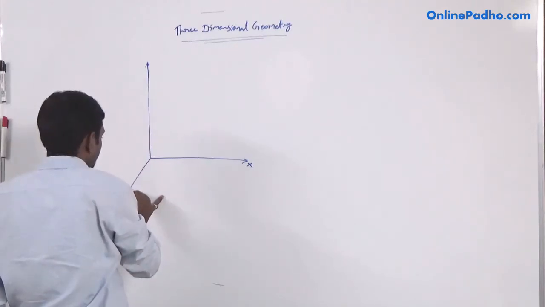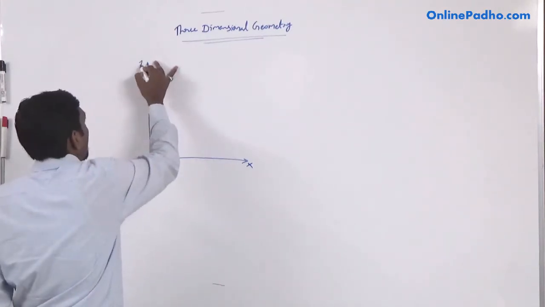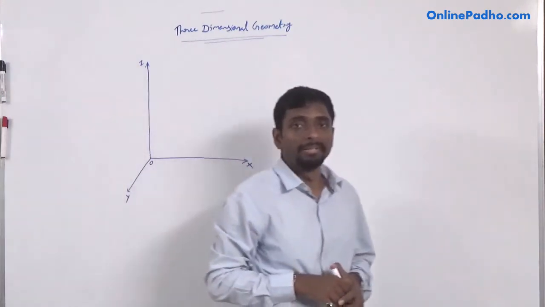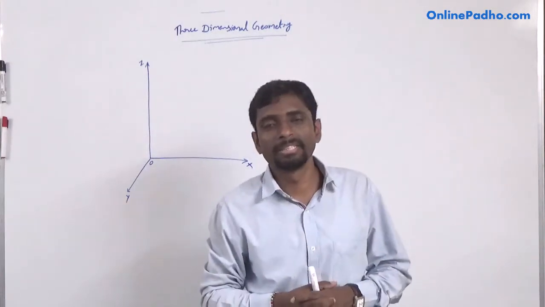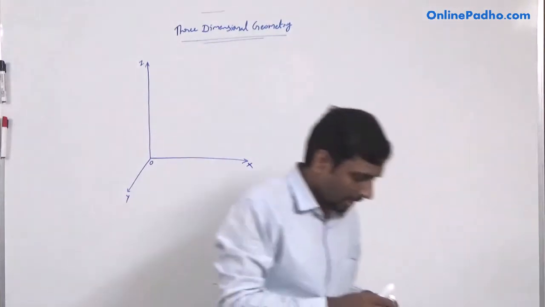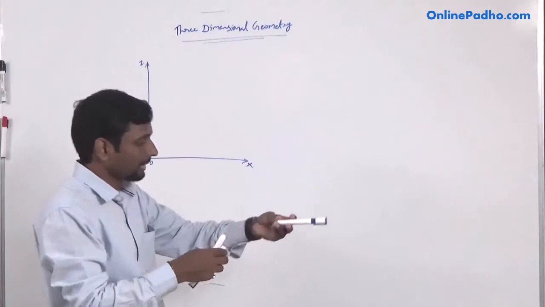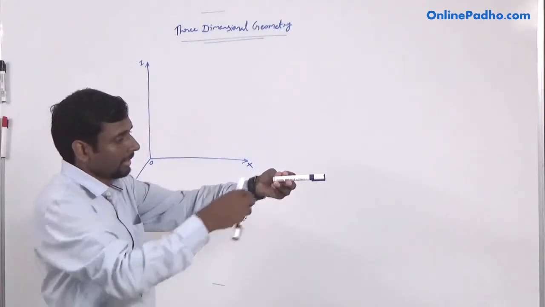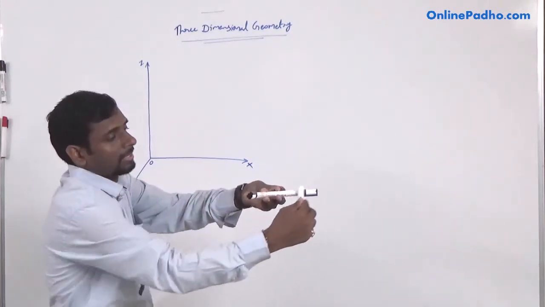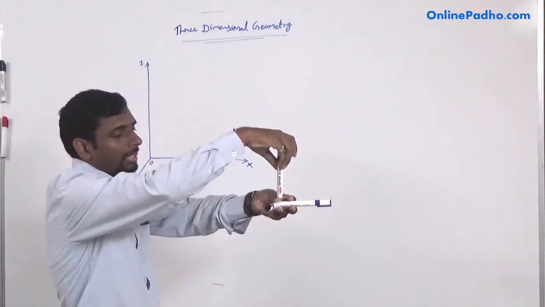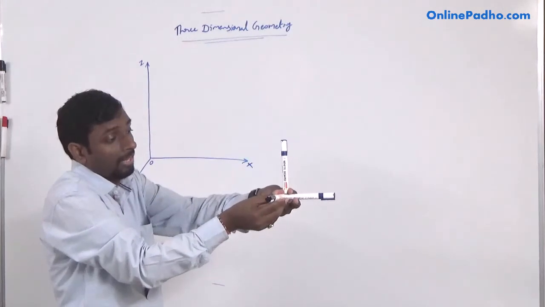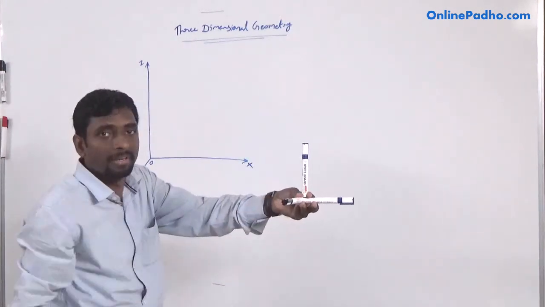Three-dimensional geometry means we have a three-dimensional plane in which three axes are there: x, y, and z. Right? For example, if you ask how it is three-dimensional, we can say that this axis is called the x-axis. This axis is the y-axis, and this is called the z-axis. Right? So these are the axes x, y, and z. So this is called the three-dimensional plane, right?